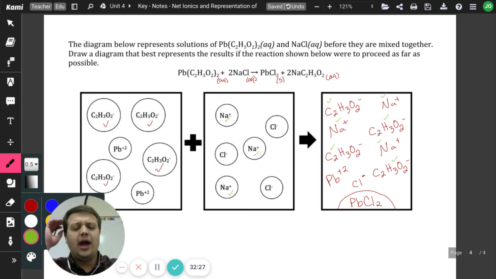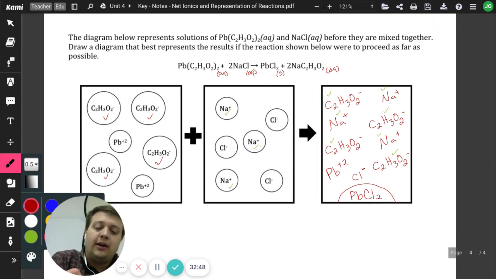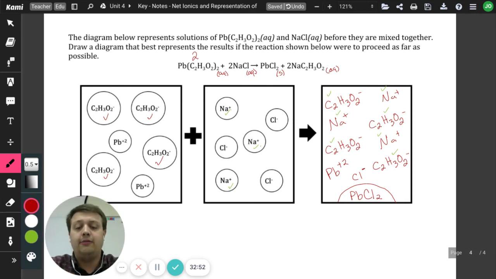And then you're like, okay, well, how did I end up with that lead and that chlorine that's floating around in there? Okay, so let's think about this. So I started with 1 lead and 2 acetate in my original formula, right? But when I look down here, I've got 2 lead and 4 acetate. So what that tells me is I have double the amount. So kind of like I'm saying I have 2 of those in this beaker on the left.